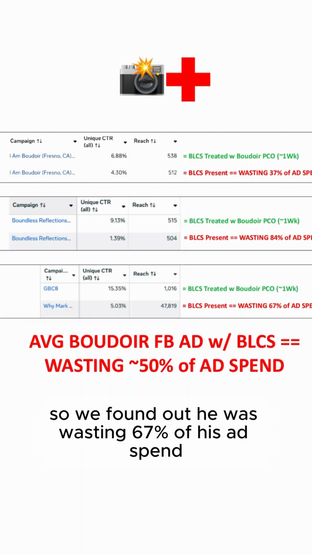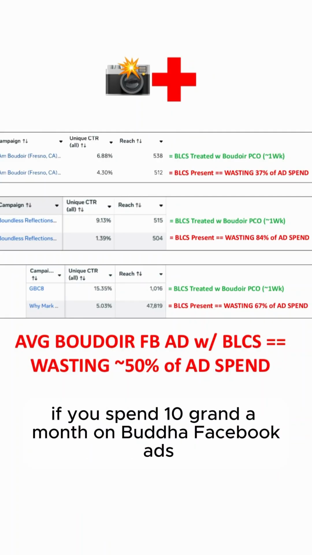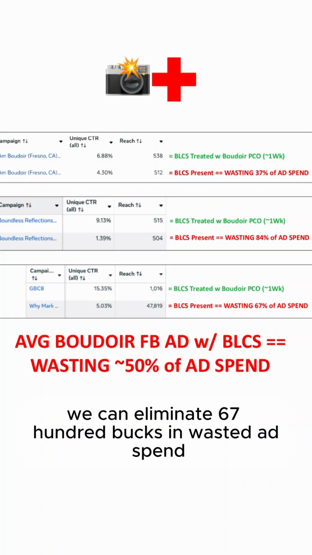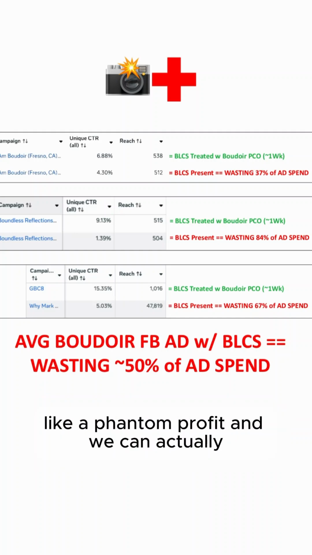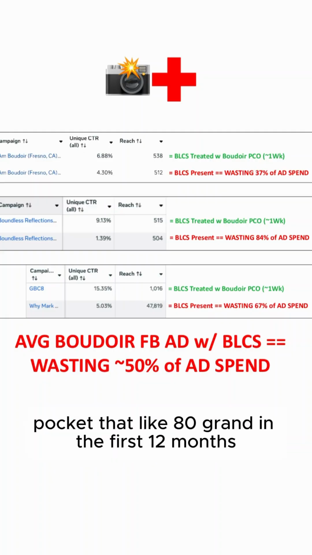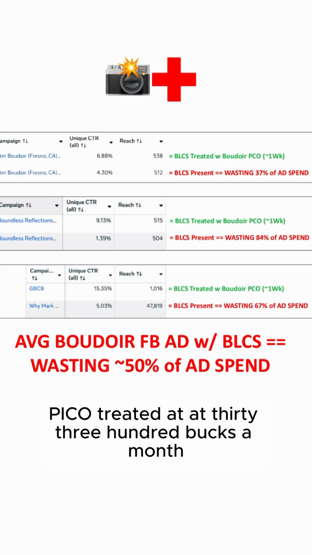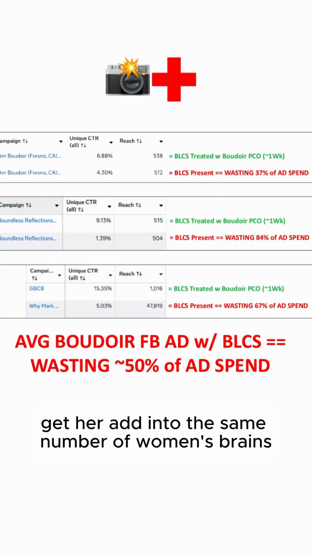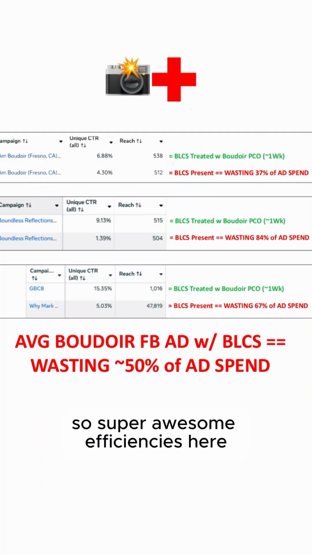So we found out he was wasting 67% of his ad spend with that original one. So now, if you spend 10 grand a month on boudoir Facebook ads, we can eliminate 6,700 bucks in wasted ad spend, keep that as, again, like a phantom profit. And we can pocket like 80 grand in the first 12 months and run the boudoir Pico treated ad at 3,300 bucks a month, get our ad into the same number of women's brains as the original boudoir Facebook ad running at 10 grand a month. So super awesome efficiencies here.